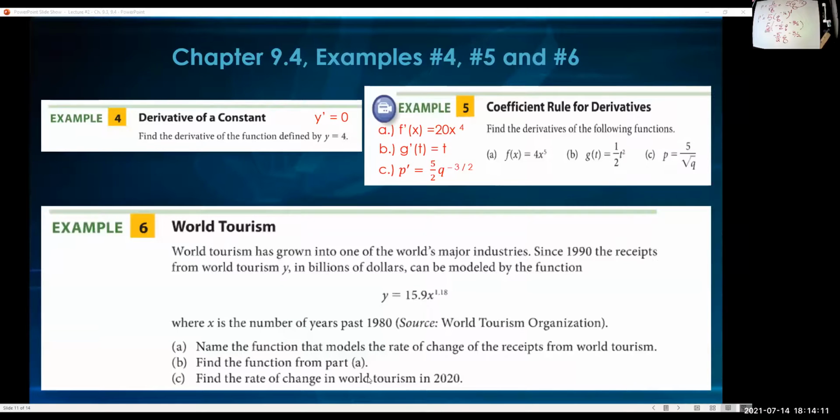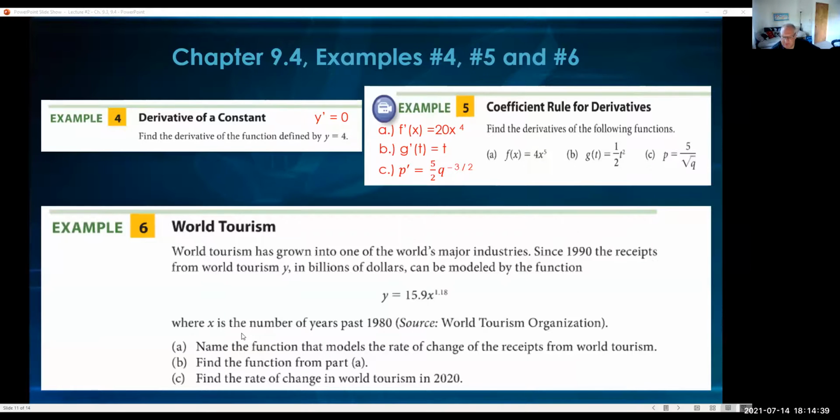Let's talk about an application now. We're talking about world tourism. World tourism has grown into one of the world's major industries. Since 1990, the receipts from world tourism, Y, in billions of dollars, can be modeled by this function. Remember, whatever you write down, y equals 16 is 16 billion, right? You can even get away with writing the word billion, B-I-L-L-I-O-N, sometimes.